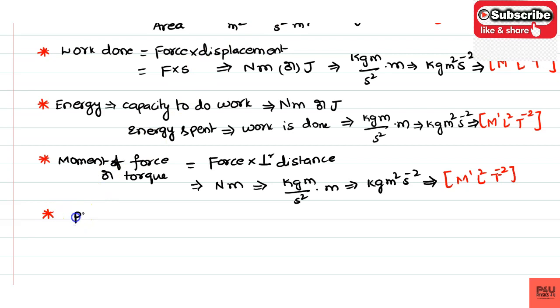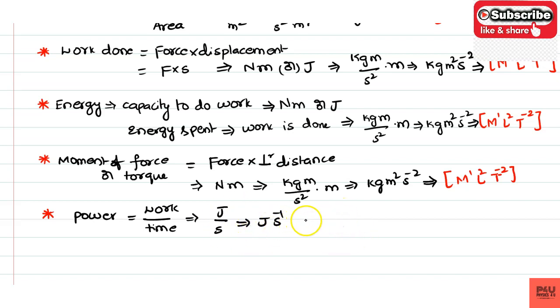Next, power. Rate of doing work is called power. Work by time. So work by time we'll call power. So joule by second. Joule into second inverse is the SI unit.